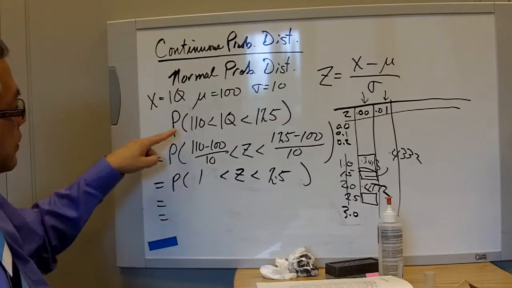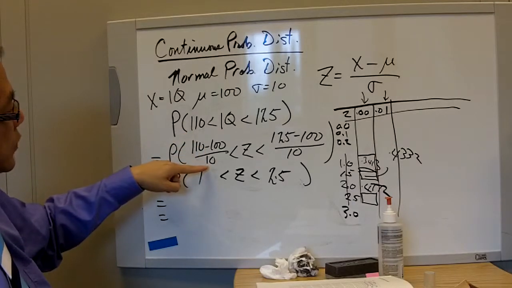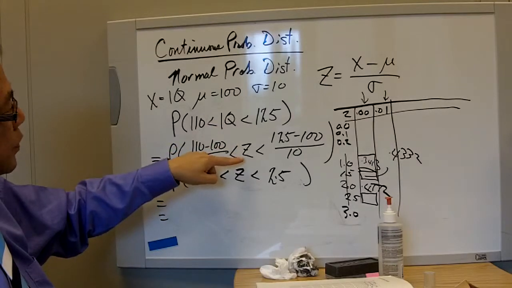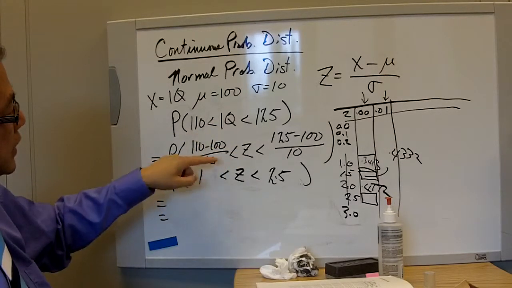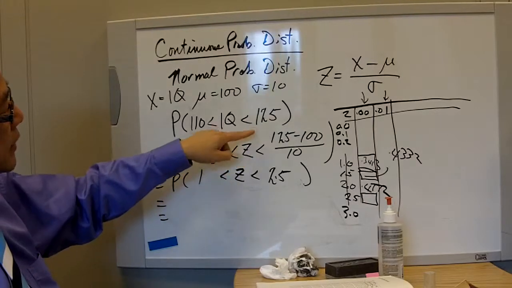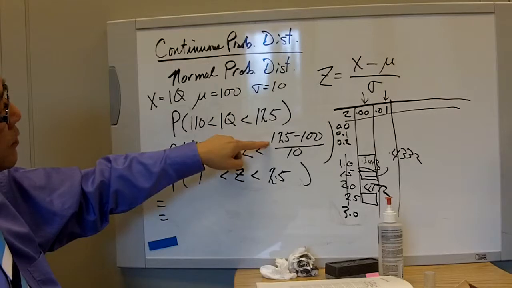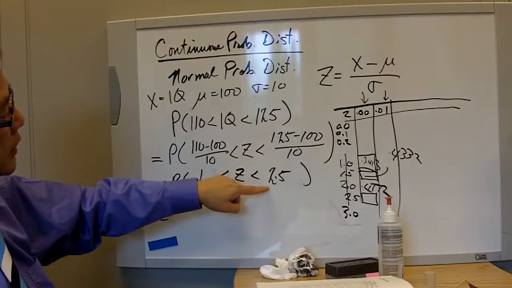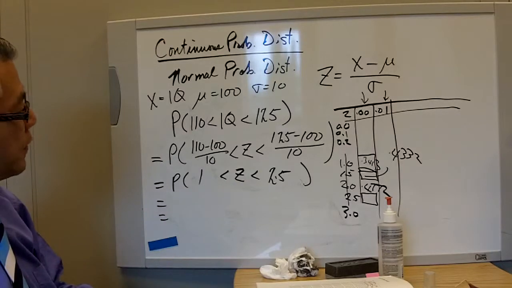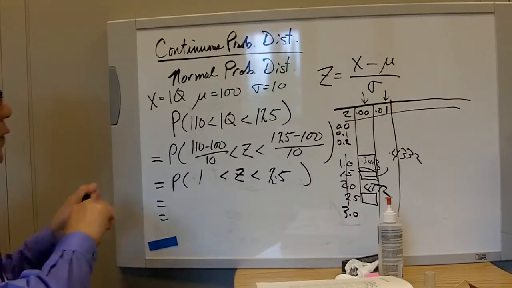So we plug the numbers in. 110 minus 100 divided by 10, that is 10 over 10, which is 1. Because we're converting the number into a Z score, IQ becomes Z here. And just to keep the notation strict, 125 minus 100 is 25, divided by 10 is 2.5. So we have 1 and 2.5. Both are on the same side of the curve.